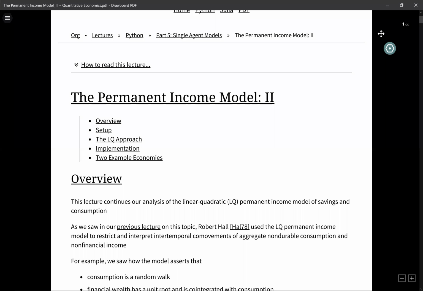Hi, this is lecture number 6, and it's going to be a brief lecture that's going to point you towards some materials on the linear quadratic permanent income model.